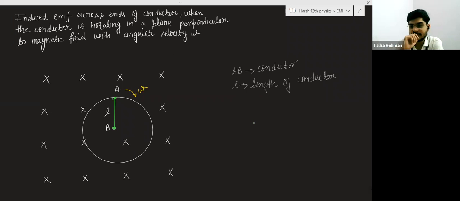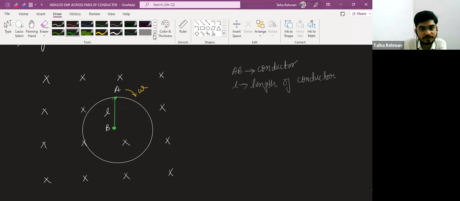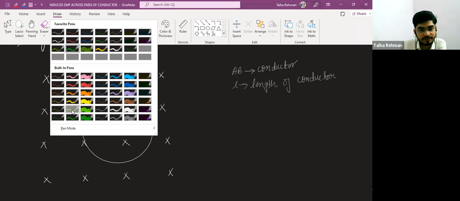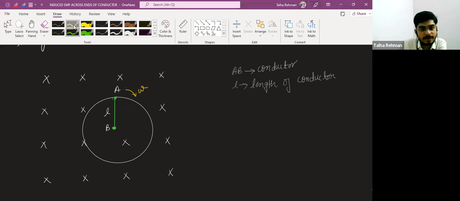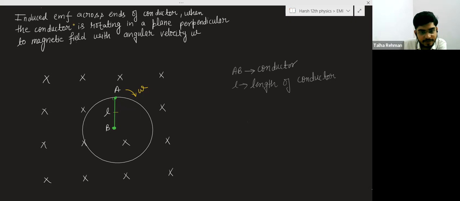First, we will calculate the induced EMF due to the rotation of a small element of this wire. So first I will take a very small element of this wire. Suppose this is the element I have taken.